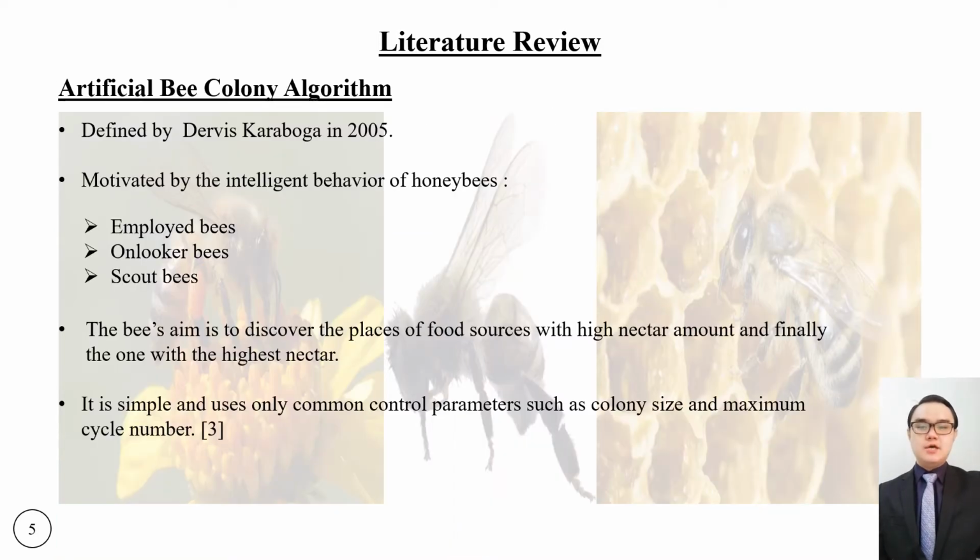This is because, previously, some researchers investigated optimization algorithms in LDAS and FMS by using swarm-based optimization algorithms. ABC optimization algorithm is also one of the swarm-based optimization algorithms. That is the reason why I choose it. ABC algorithm is motivated by the intelligent behavior of honeybees and was defined by Dervis Karaboga in 2005. Generally, the aim of the bees is to discover a food source with high nectar amount and find the highest nectar food source at the end.